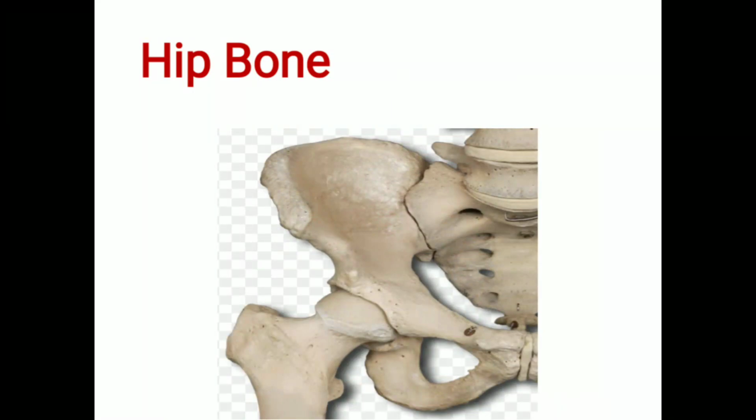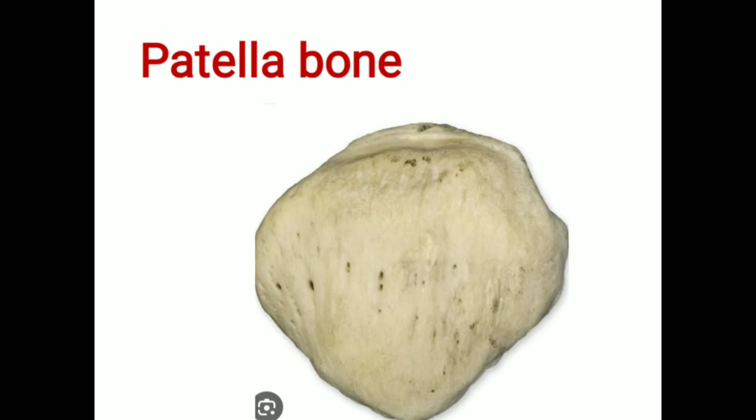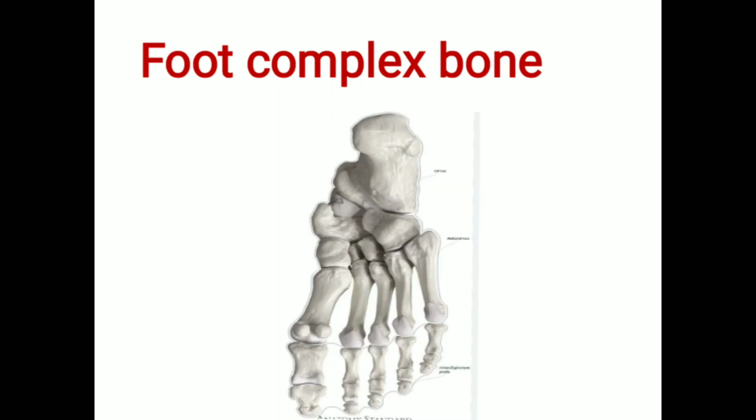We start from the pelvic girdle. It is formed by the hip bone. The hip bone consists of ilium, ischium, and pubis. 2 hip bones are there. Next, from the thigh region, we have the femur. We have 2 femurs. Next, in the knee cap, we have the largest sesamoid bone, that is the patella. Then we have the tibia and fibula forming our leg. Medial bone is the tibia, lateral bone is the fibula. And the foot complex comprises 7 tarsals, 5 metatarsals, and 14 phalanges.